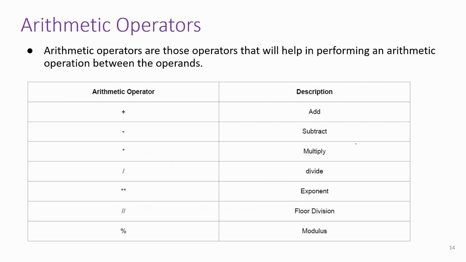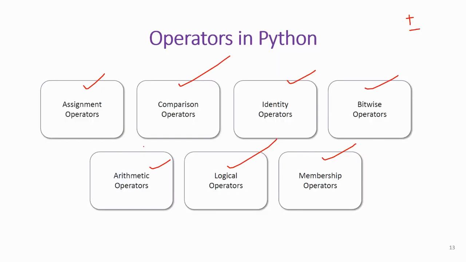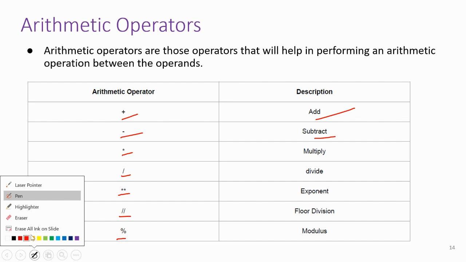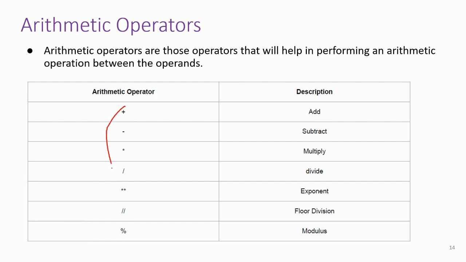Now first is arithmetic operators. We are studying the arithmetic operators now. As I told, the plus symbol is for addition, the minus symbol is for subtraction, the star symbol is for multiplication, then division, then exponent, then floor division, then the modulus operator. Out of these operators, many are self-explanatory.